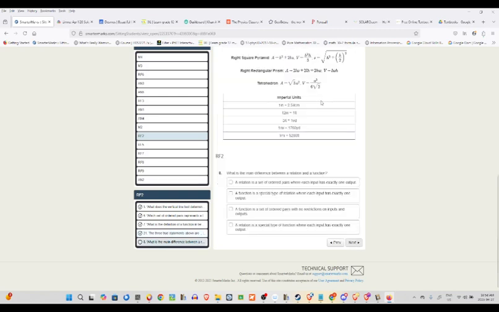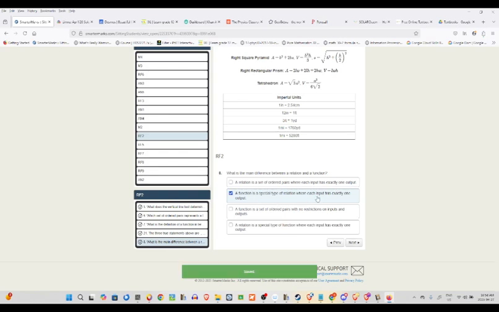What is the main difference between a relation and a function? So, a relation is a set of ordered pairs where each input... No, that's the definition of a function. A function is a special type of relation where each input has exactly one output.